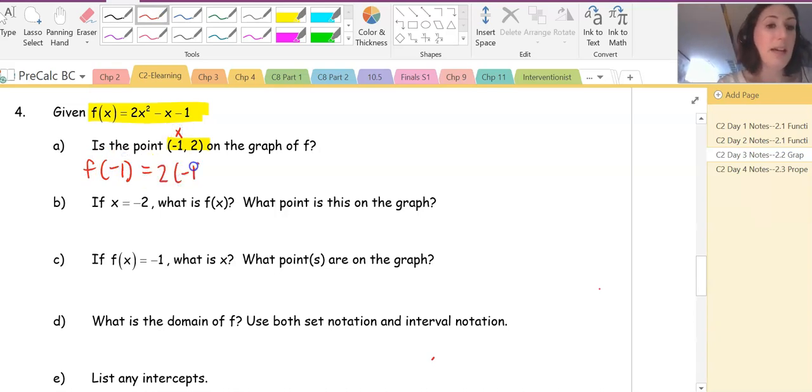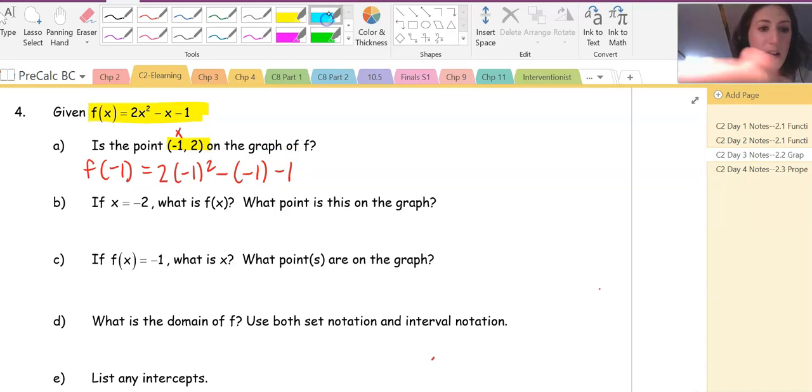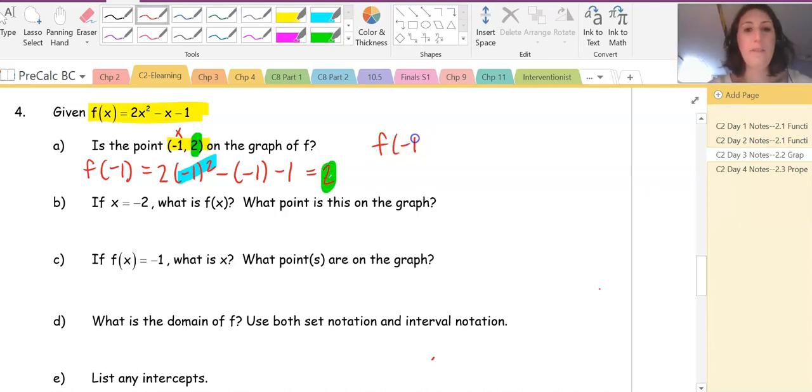and we're going to see what we get. Okay, so I'm just plugging -1 into the function there, and then let's evaluate it. 1 times 2 is 2, 2 plus 1 is 3, 3 minus 1 is 2. And 2 is what we were supposed to get. So I'm going to say f of -1 is equal to 2, so this is a yes. So that point is on our curve.